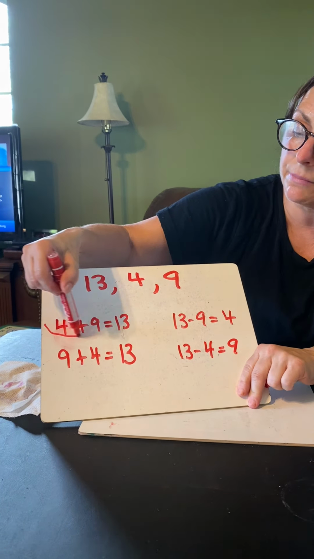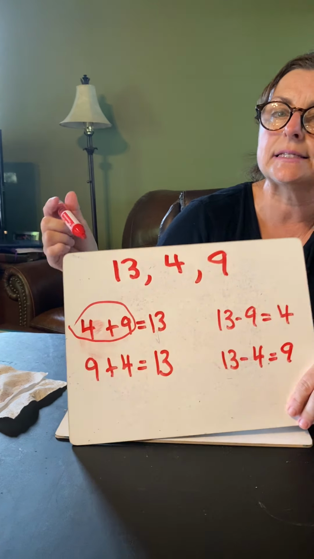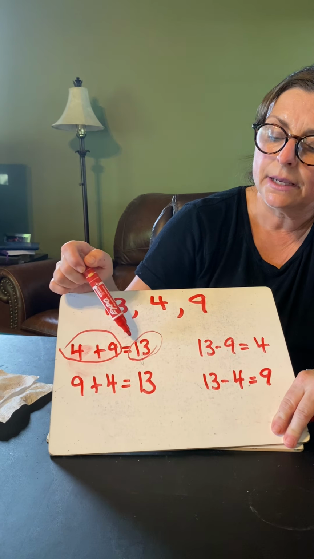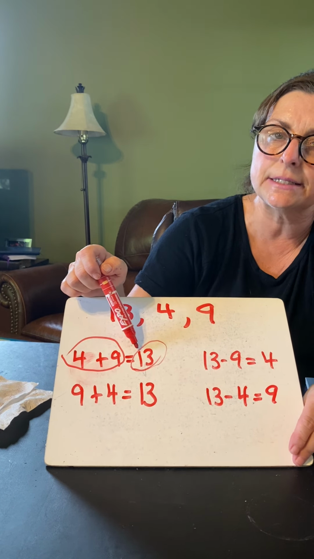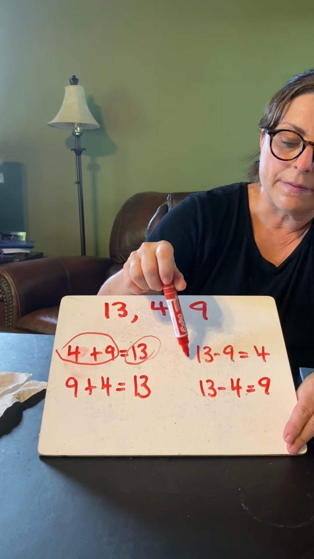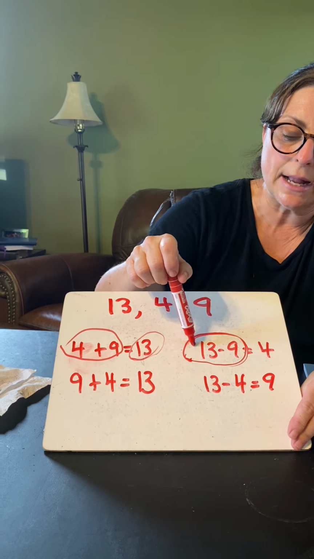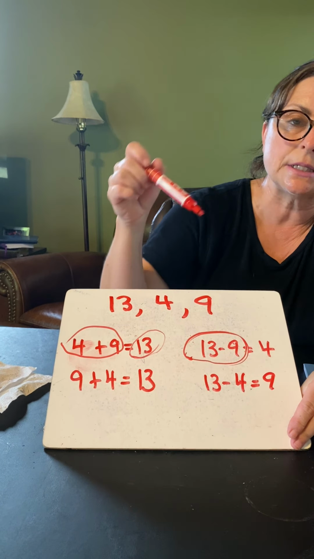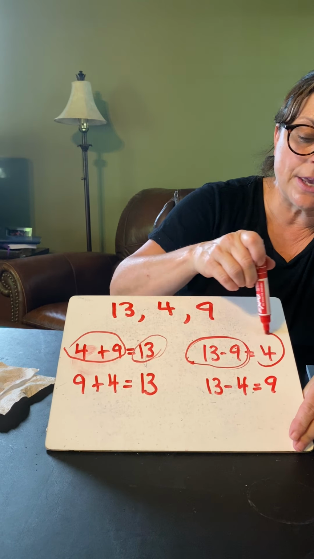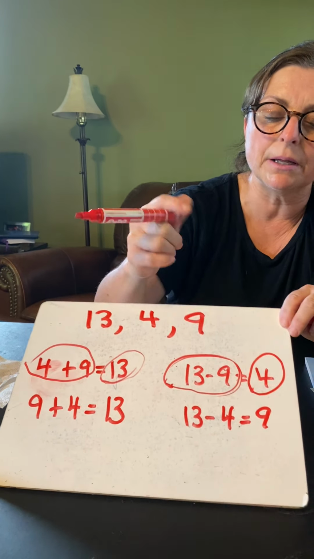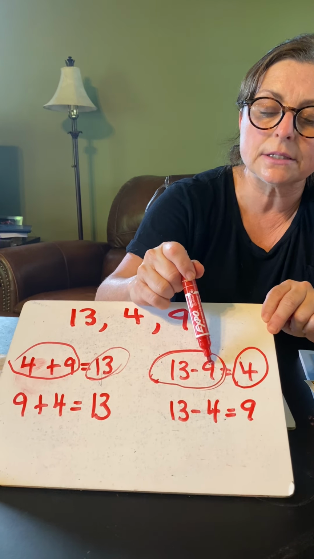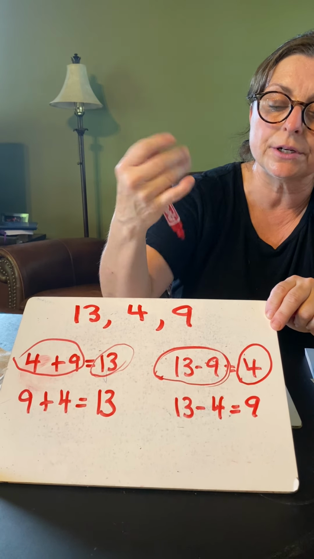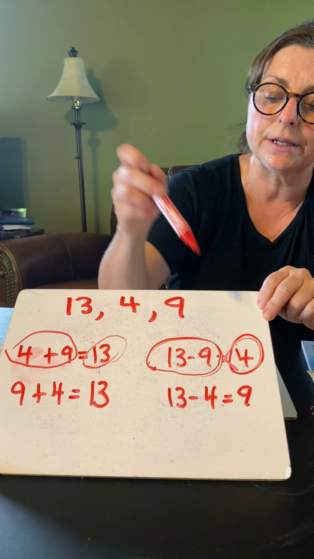And remember, we call the numbers we're adding together add-ins. Add-ins are the numbers we add together to get an answer. And the answer to an addition problem is called a sum. And then we're going to subtract. 13 minus 9 equals 4. 13 minus 4 equals 9. We call the answer to a subtraction problem the difference. The difference from 9 to 13 is how many numbers? 10, 11, 12, 13. It's 4 numbers. This is the difference.